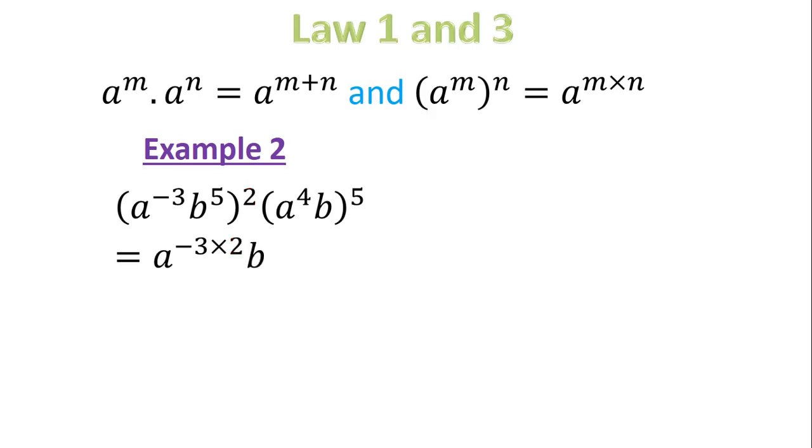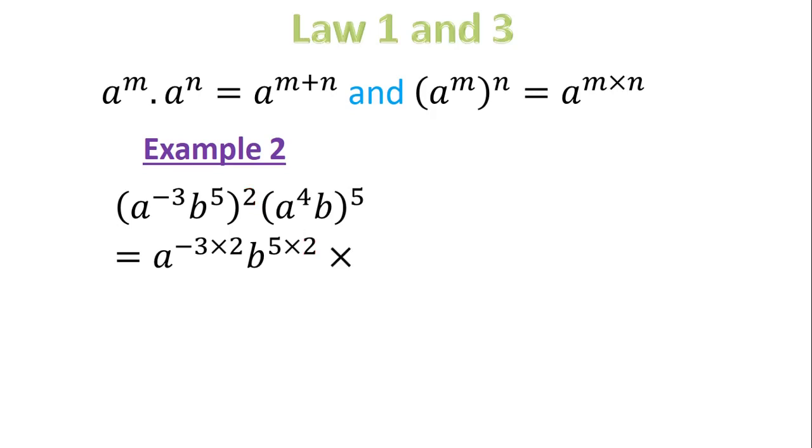Now I move on to my b. That's b to the power of 5. Again, I'm using law 3, so it's 5 times 2, because 2 is on the outside of my bracket. Now I've finished my first bracket. Let's look at our second one.